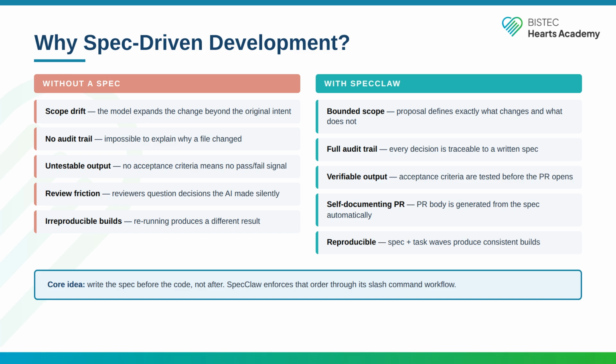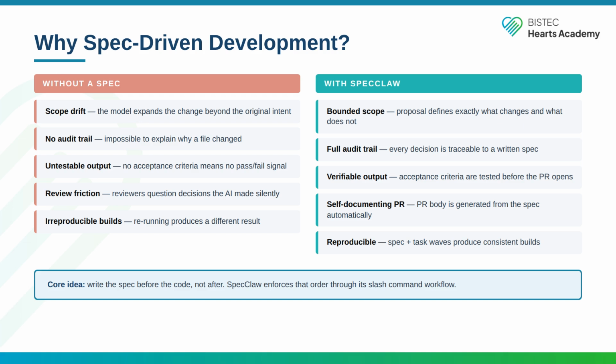SpecClaw addresses every one of these. A proposal defines exactly what changes and what does not, bounding scope before any code runs. Every decision is traceable to a written spec. Acceptance criteria are tested before the pull request opens. The PR body is generated from the spec automatically. And task waves produce consistent, repeatable builds.